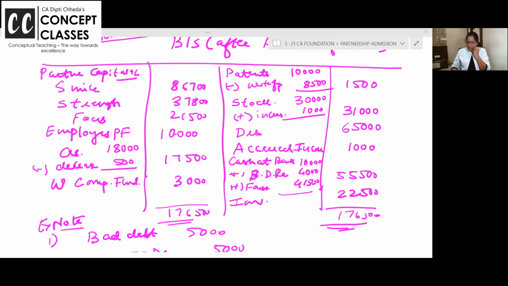Smile, Strength, Focus, employees PF, creditors. Every adjustment should be clear. You can make working note or plus minus for investment separate. Same for the cash and bank account also. I am doing in the way you will approach the final exam. But अगर आपको लगे कि नहीं अलग करना है तो बिल्कुल कर सकते हैं.